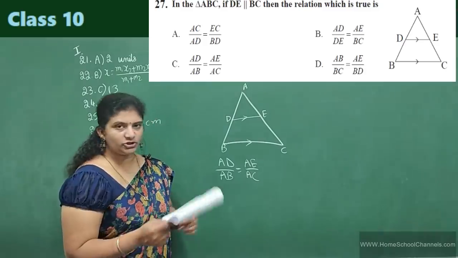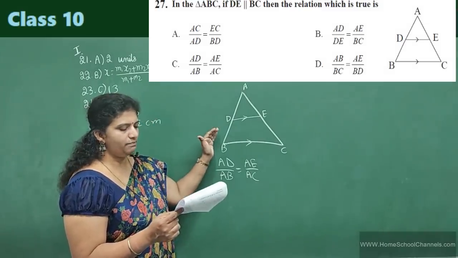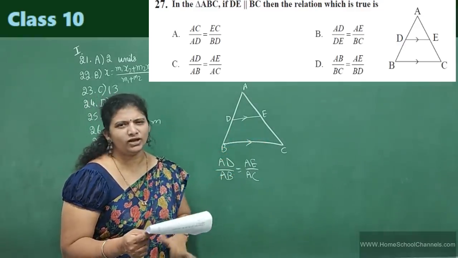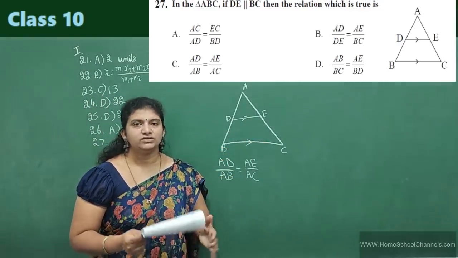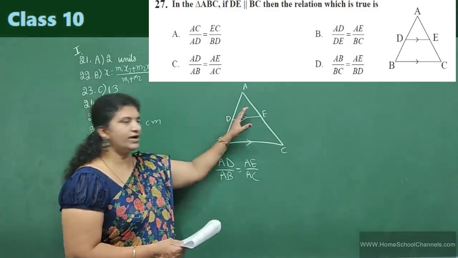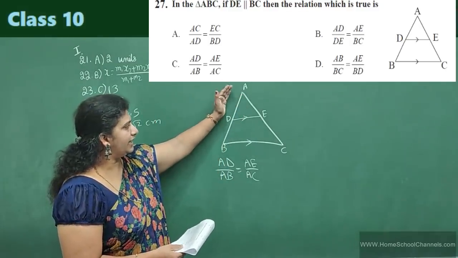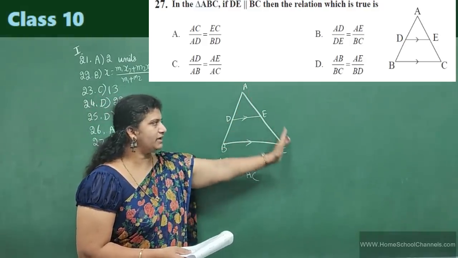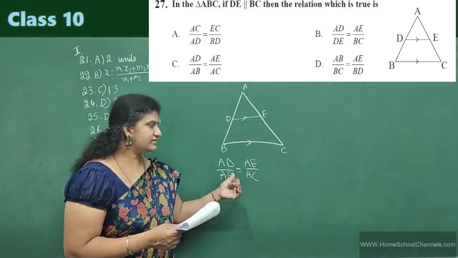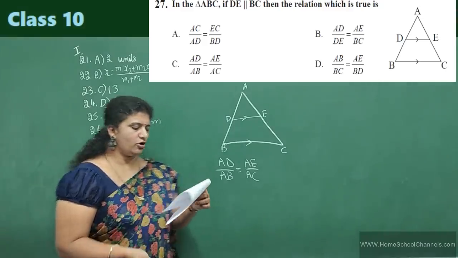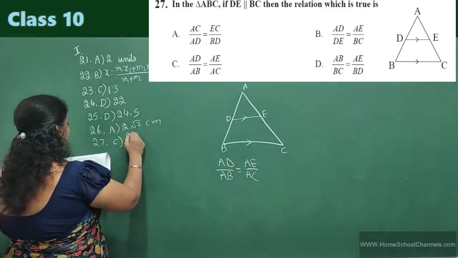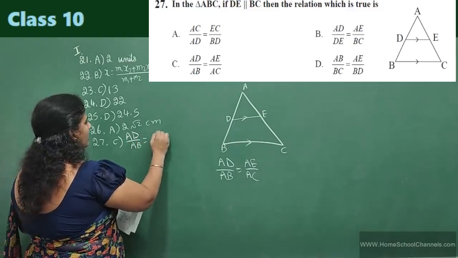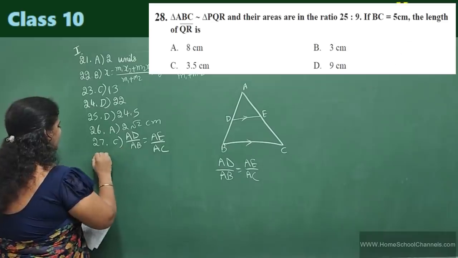And if you go with option D, AB by BC. Option D, AB by BC. You cannot compare in this manner. So, when you are comparing two triangles, this triangle AD and big triangle AB, and this triangle AE and big triangle AC. Therefore, this is the correct relation. That is your option C. AD by AB is equal to AE by AC.